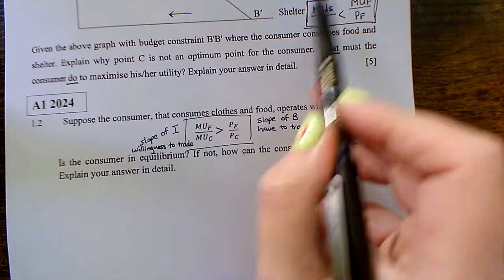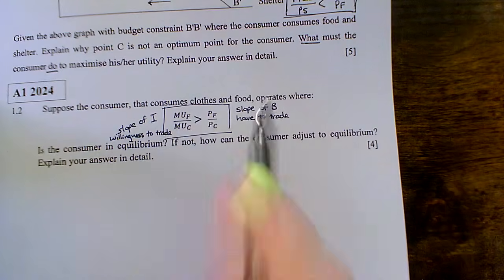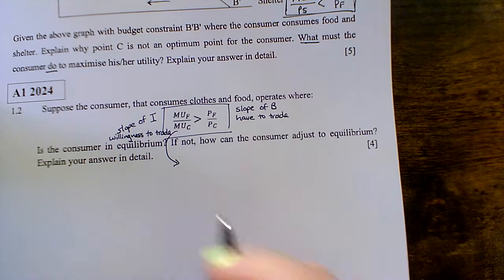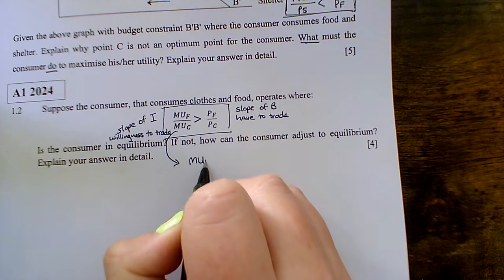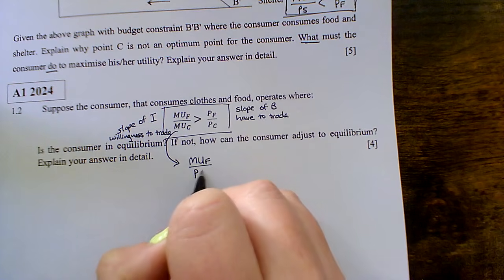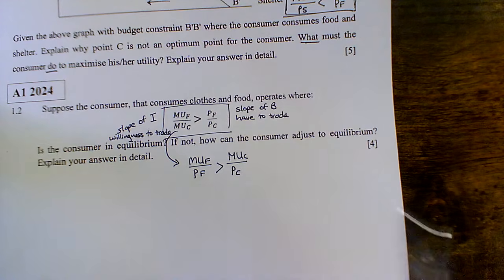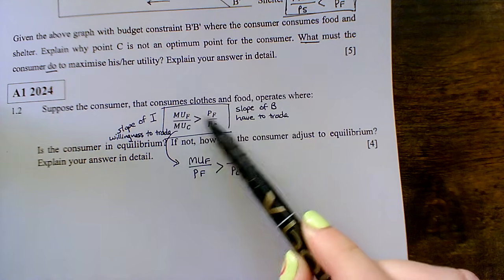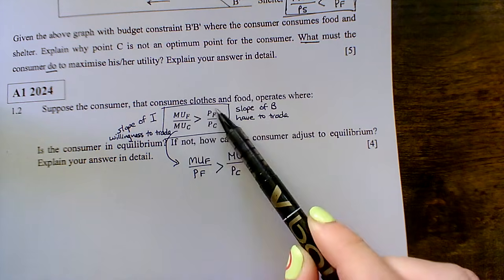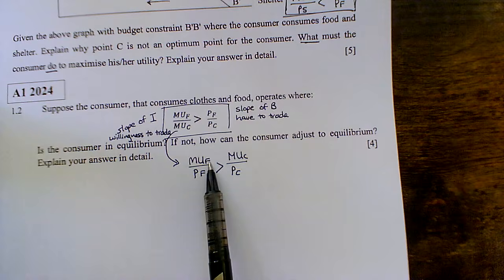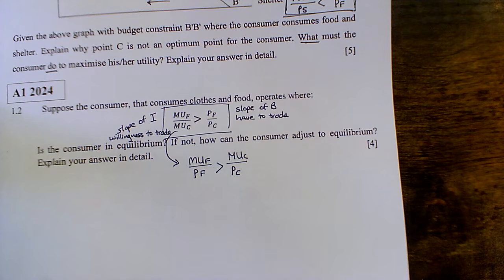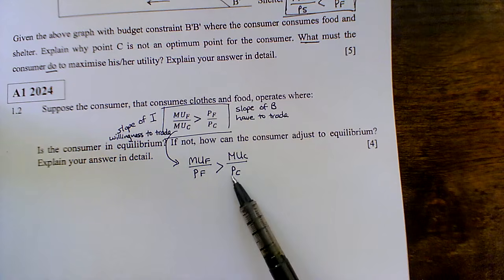Okay, so we're going to use the same sort of thinking as we did here. So if this is true, then it must also mean that MUF over price of F is greater than MUC over the price of C. So all I've done is I've switched where these two are. So the marginal utility from food divided by the price of food is greater than the marginal utility from clothing over the price of clothing.